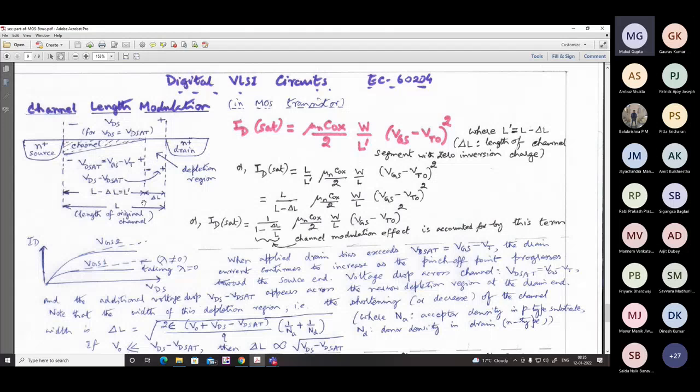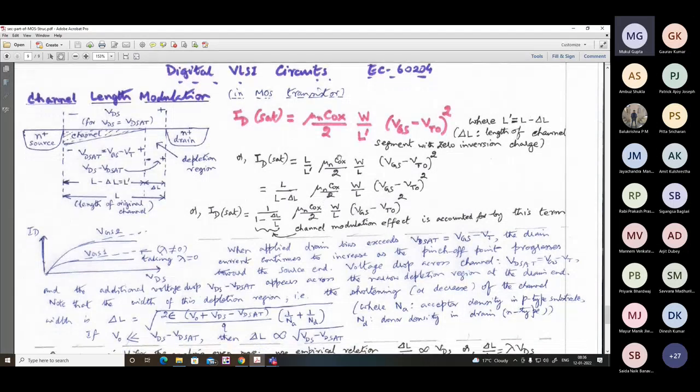Then L minus L prime, or delta L, is the extent of the depletion region at this point. Okay, right? So we write in this fashion. Delta L is the length of the channel segment with zero inversion charge. That means here there is no channel, but still the current flow is not impeded. That is due to the effect of the field.